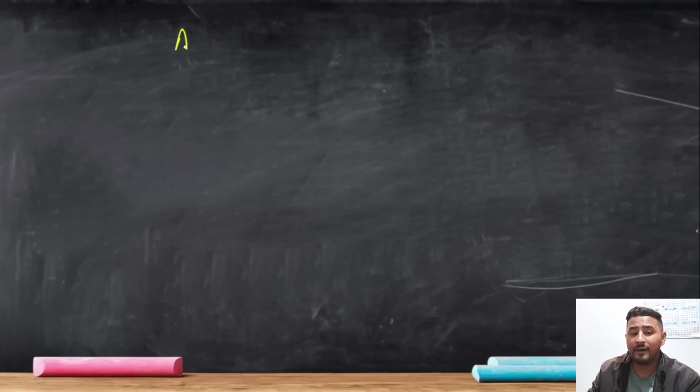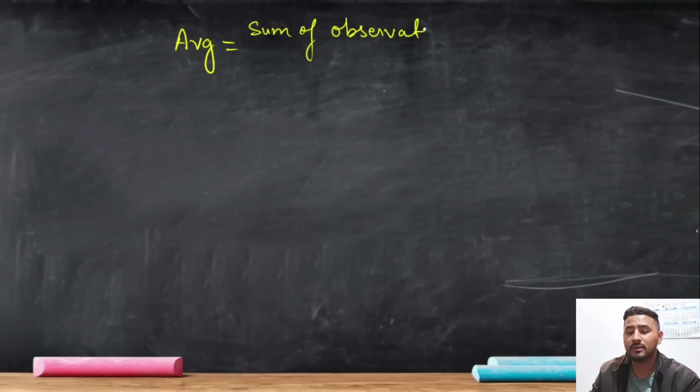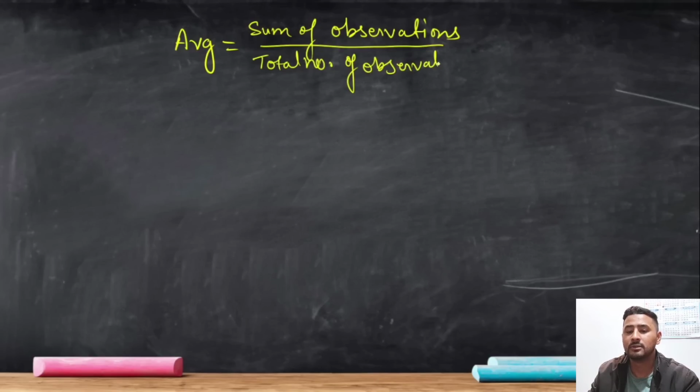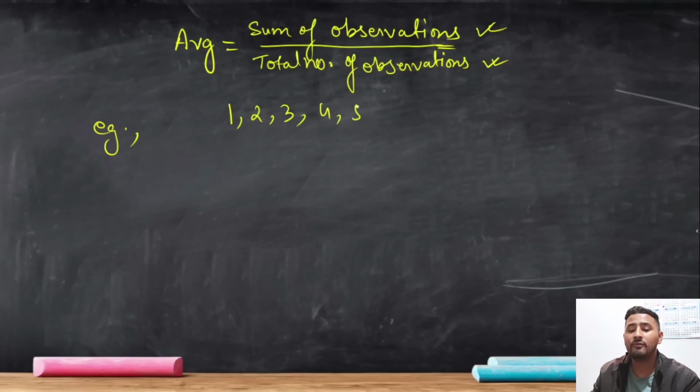Like I said, average is sum of observations divided by total number of observations. What do you mean by sum of observations and total number of observations? Let us see. If I give you one example, say I have given you 1, 2, 3, 4, 5. If I give you these 5 numbers and you have to find the average of these numbers, how will you do it? First, the sum of observations.